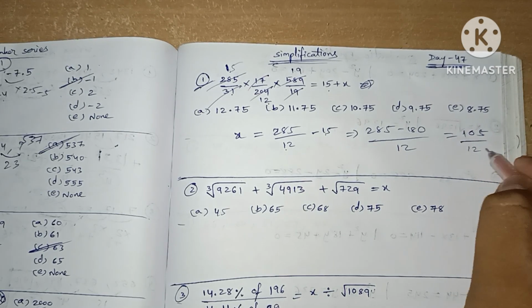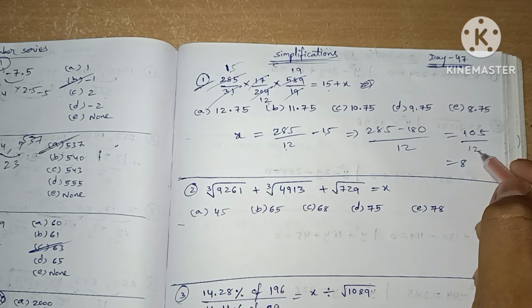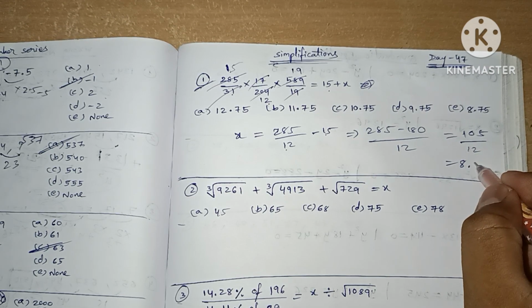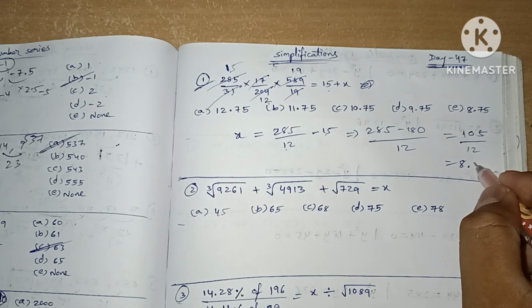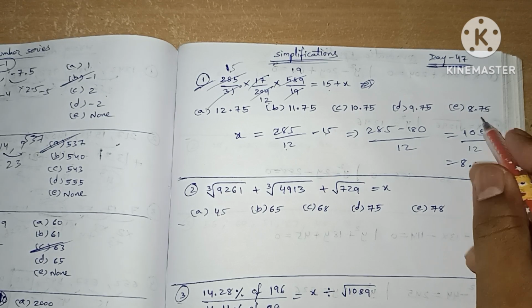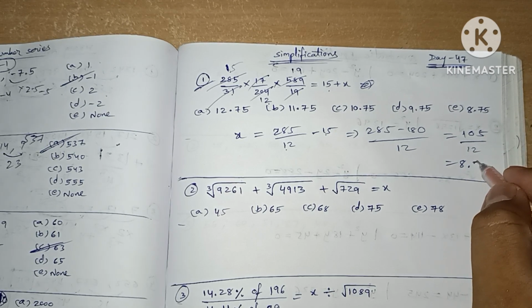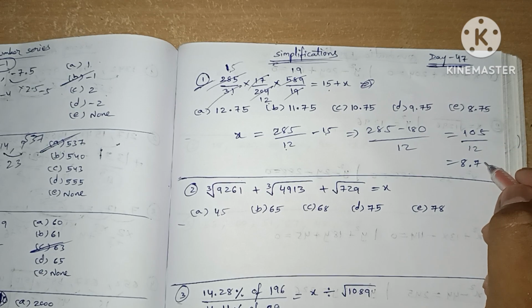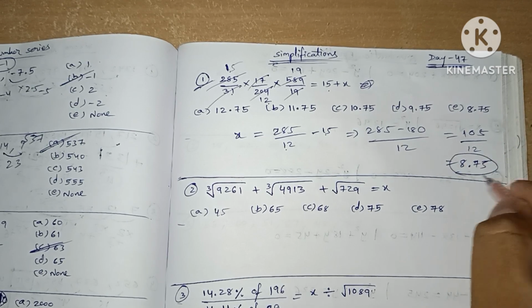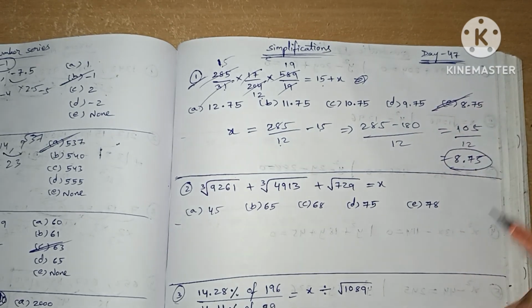We have 501 divided by 12. 12, 8 times is 96. 96 means 4. 96, 4 plus 5, 9. 90 means 7 times 84 and 5 times 60. So 8.75 is our answer. Option E is our answer.